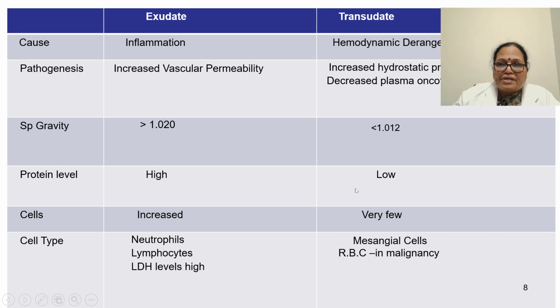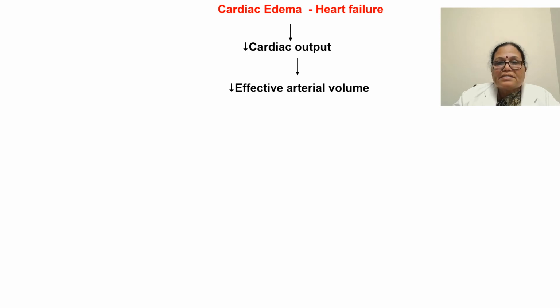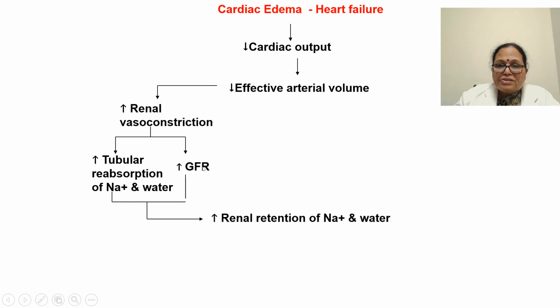Now cardiac edema. This is seen in cardiac failure because there is decreased cardiac output and decreased effective arterial volume, which leads to renal vasoconstriction. This again leads to tubular reabsorption of sodium and water and increased glomerular filtration rate. This again leads to renal retention of sodium and water, increased plasma volume, increased hydrostatic pressure, and finally edema.